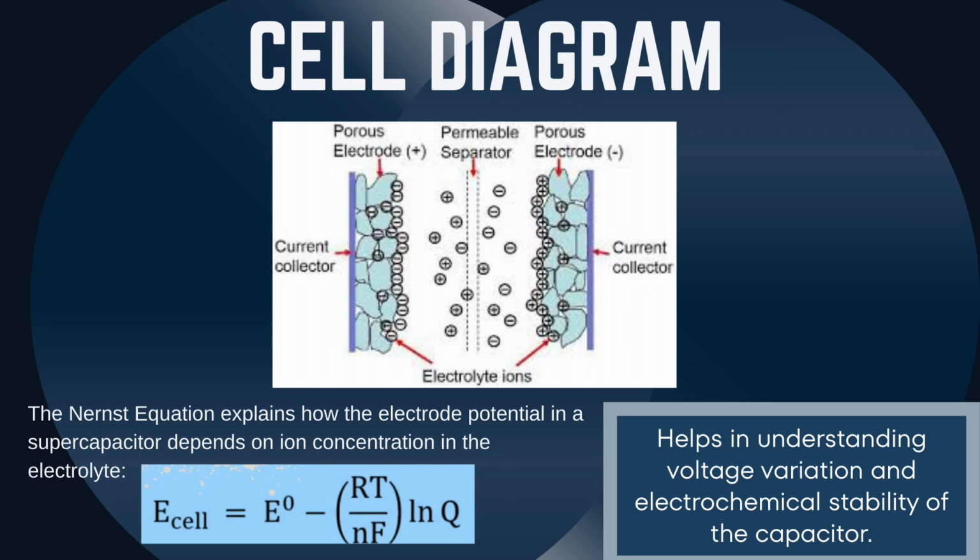To understand supercapacitors, we first look at their cell diagram, which consists of positive and negative porous electrodes, with a permeable separator in between. We first look at the Nernst equation, which is E_cell = E0 - (RT/nF) log Q. This equation is crucial in predicting how the electrochemical potential develops at the electrode-electrolyte interface. It also helps in understanding voltage variation and electrochemical stability of the capacitors.